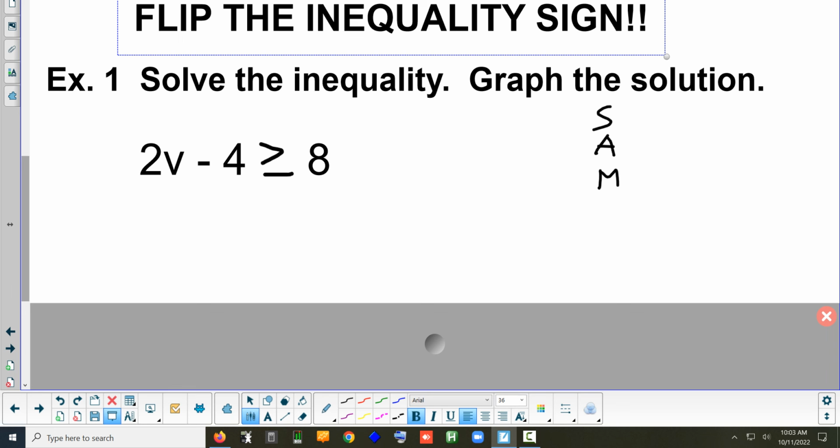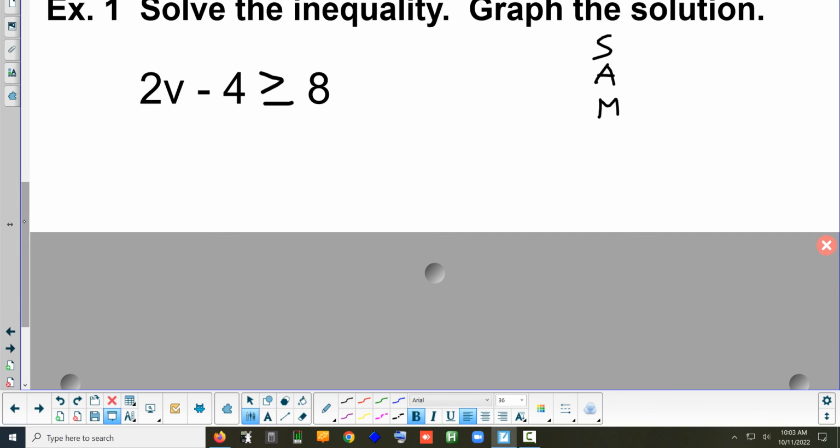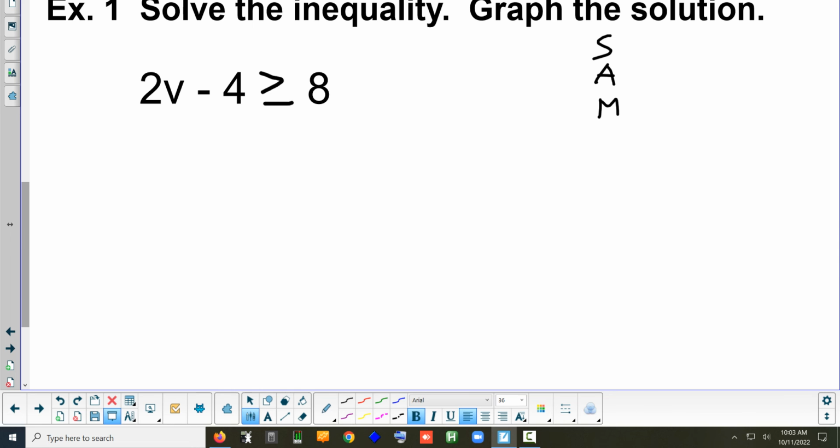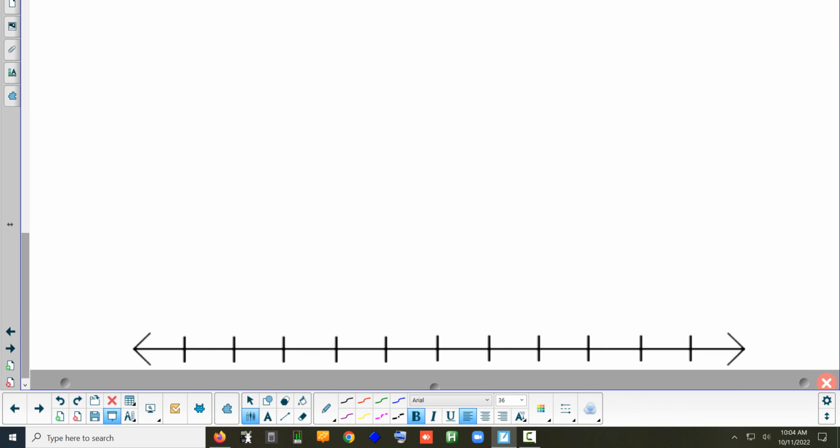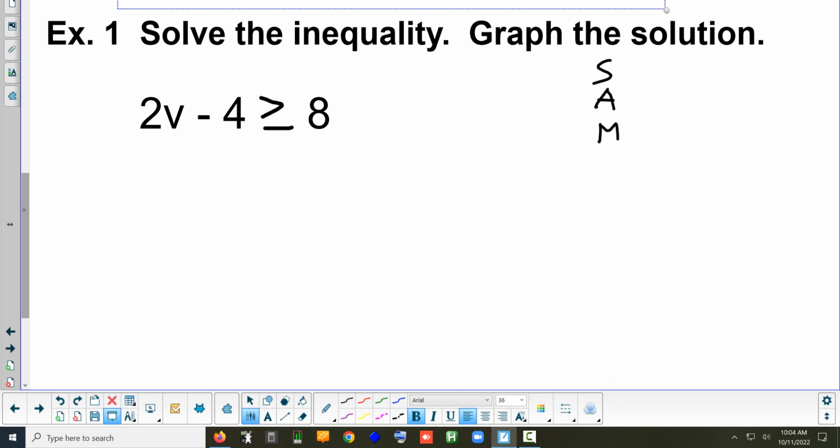Okay, since we just did some of these in the warm-up, I think you guys are probably good to just try it. So just take maybe a minute or so and see if you can solve it. And do you guys already have a number line printed on your guided notes? Perfect. You might have to number it yourself, but after you do that, then go ahead and try to graph it. Okay, so let's take a look at this one. You have 2v minus 4 is greater than or equal to 8.